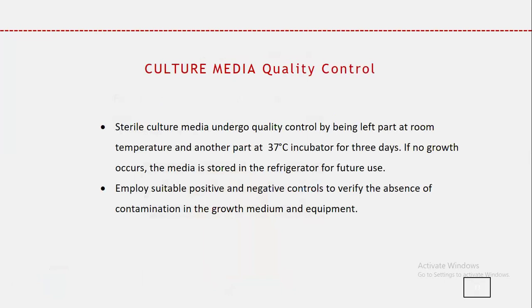In this slide, we have the culture media quality control. For the quality control check, we must leave part of the sterile culture media at room temperature, and part of this sterile culture media in a 37 degree incubator for 3 days, and watch whether there is any growth of contaminants. If so, we must withdraw this media, as we are not able to make cultures in it. Also, we need to employ suitable positive and negative controls to verify the absence of contamination in growth media and also equipment.